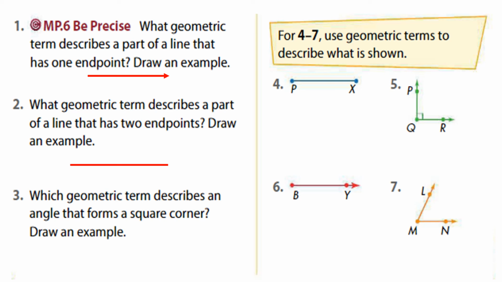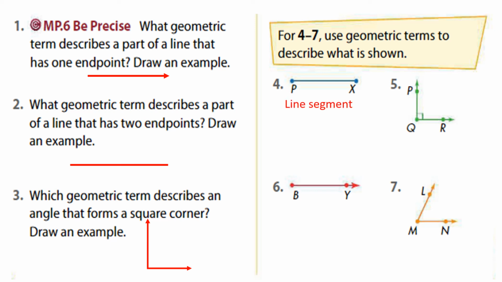Exactly. Question number 4. He said in question number 4, or from question 4 to 7, use geometric terms to describe what is shown. Like question 4, he drew for me a line segment PX. So which geometric term is this one? Of course, it's a line segment because it has two endpoints and it doesn't have arrows. So we can name this one as a line segment, but we're going to use the 2 points on the line segment, which is PX. So we're going to name it as a line segment PX.